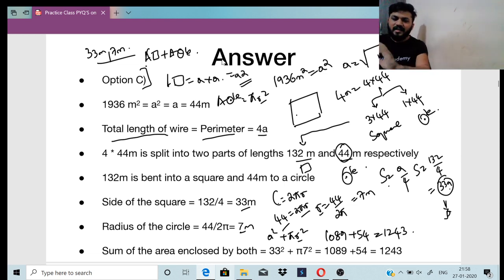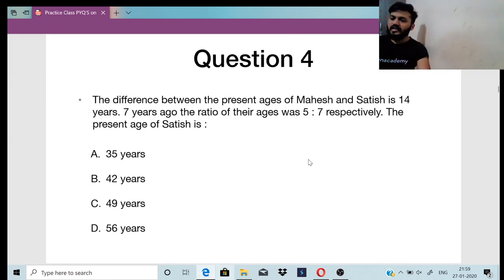I know the slide is looking like a mess. I have written everywhere, but everyone understood the answer, right? Should I explain it once more? Okay, let us move on to the next one.